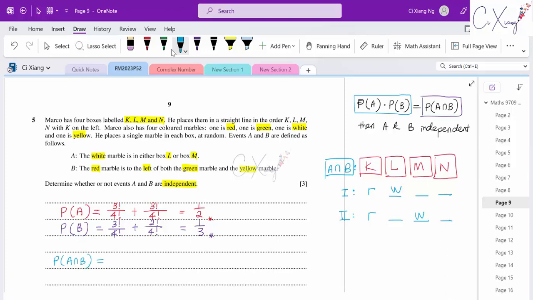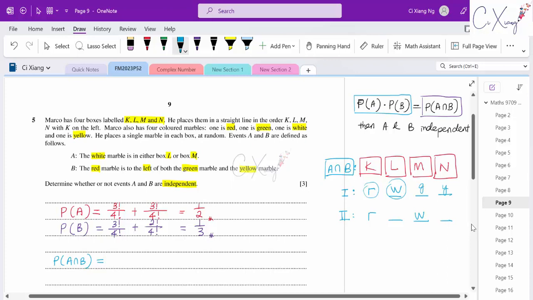So for A intersect B, first case, case number 1, I fix the red color here, I fix the white color here. The only thing that I want to consider for the arrangement is green and also yellow. When I want to arrange the green and also yellow, right, you can exchange your position, or you are trying to arrange two different colors of marble into two different boxes. So it will be 2P2 or 2 factorial. So I will write it out as 2 factorial divided by 4 factorial.